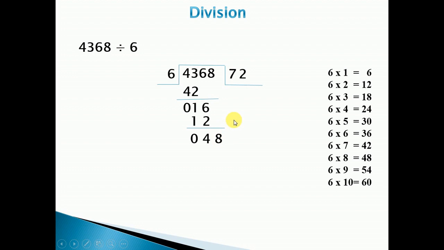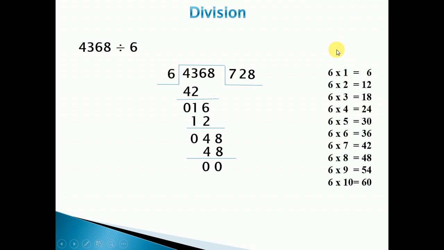After bringing down the digit, we again compare 48 and 6. Here 48 is greater than 6. So we can divide 48 by 6. The nearest product to 48 in the table of 6 is 48. So we know that 6 into 8 is equal to 48. Now we write 8 in the quotient and 48 under 48 and subtract 48 from 48, which is equal to 0.